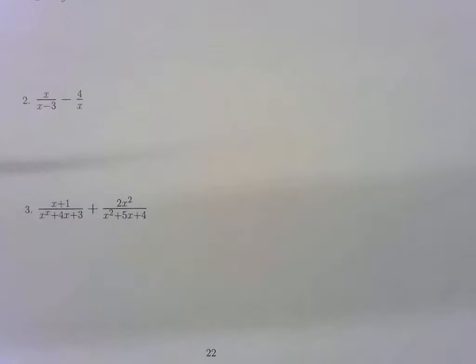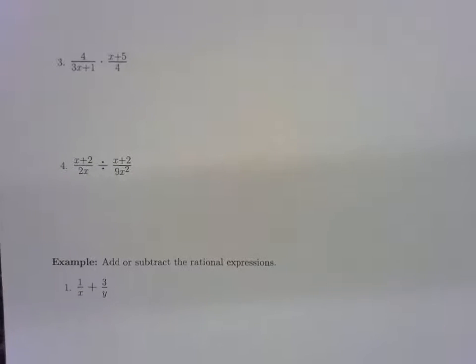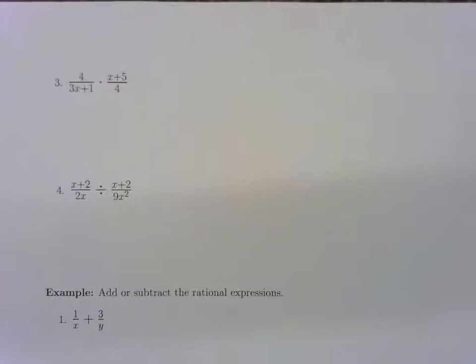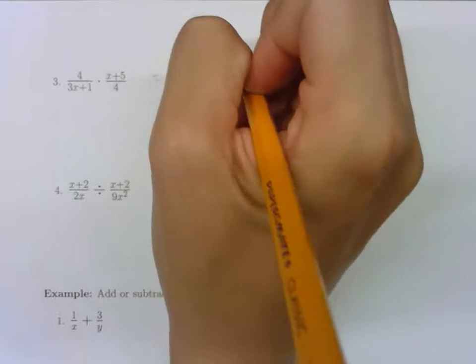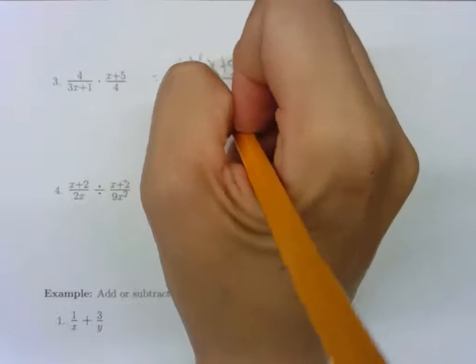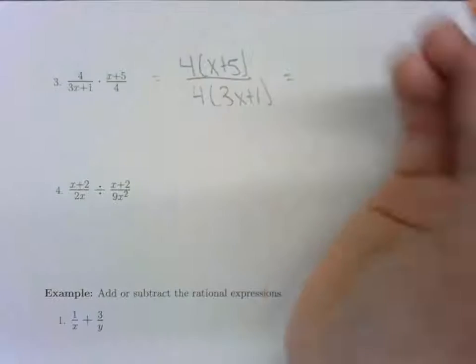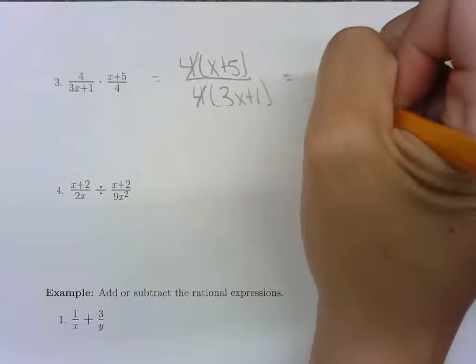Okay, page 22, we're just going to continue here. Number 3, we have 4 over 3x squared times x plus 5 over 4. Okay, so we need to clear this up. Multiply. This would be 4 times x plus 5, I'm going to not distribute yet, times 4 over 3x plus 1. Okay, the only thing that's going to cancel here is 4. So this would be x plus 5 over 3x plus 1.